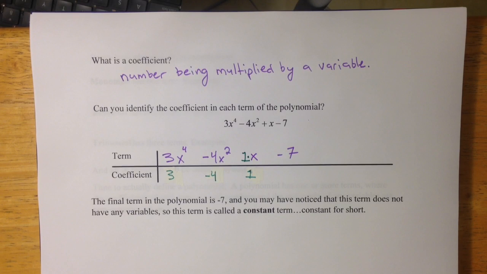That final term that doesn't have a variable, though, is sort of special because it's the only term that doesn't have a variable. Because there's no variable, we call it the constant term, or constant for short, since it doesn't change.